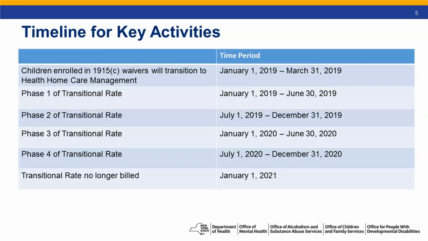Phase 2, which is July through December 31. Phase 3 begins January 1st of 2020, and Phase 4 begins July 1st of 2020. And then there will no longer be transitional rates as of January 1st, 2021.